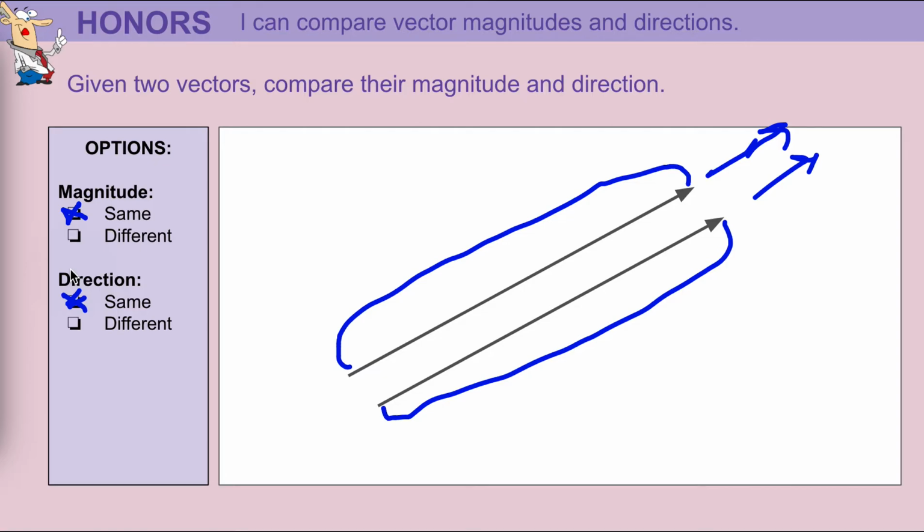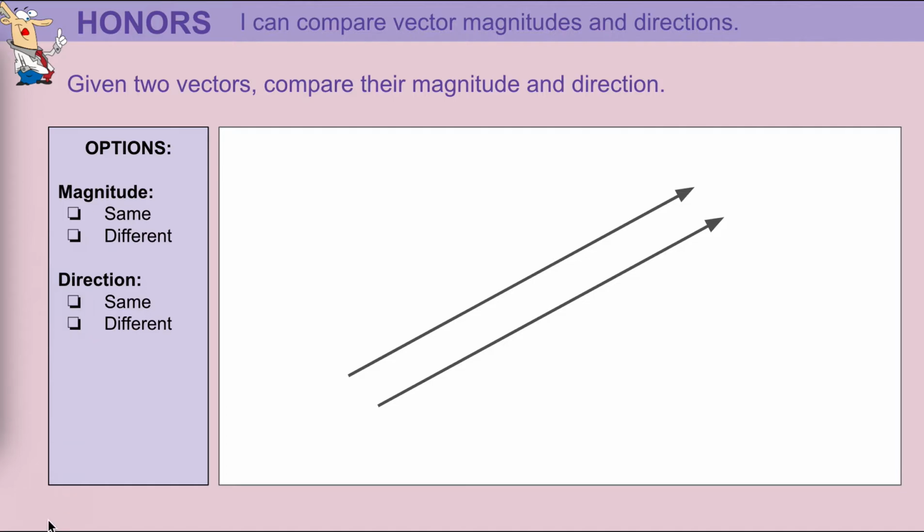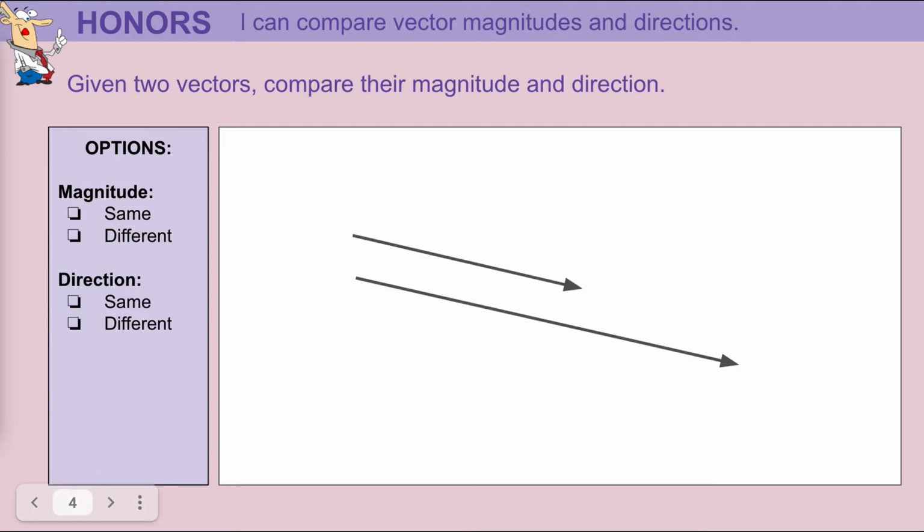Okay. Now, the next one is now two vectors. This time, those vectors are going the same direction. As you can see, they're both pointing the same direction. So we can mark here as the same. And the magnitude is different. They're different lengths, and so the magnitude is different. That's really all that we're asking to do for this first section, is just compare the different vectors.